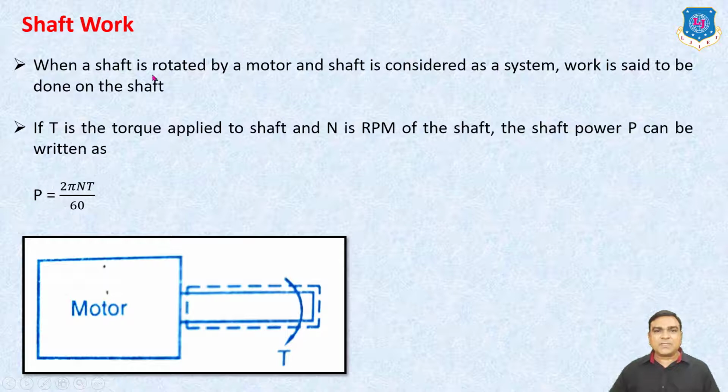Shaft work. When a shaft is rotated by a motor and the shaft is considered as a system, work is said to be done on the shaft. So if T is the torque applied to the shaft and N is the RPM of the shaft, the shaft power P can be written as P is equal to 2 pi N T upon 60. So if the shaft is rotated at a particular RPM N and a particular torque T, and you want to find the power in watt, you have to multiply 2 pi by N into T and divide it by 60.